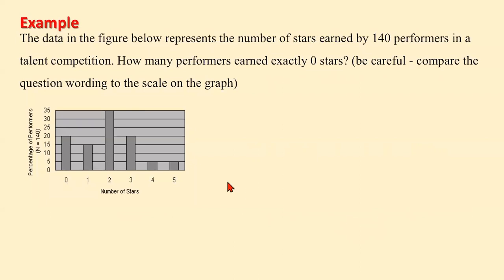This one here. Let's see what is given and what we are asked to do. The data in the figure below represents the number of stars earned by 140 performers in a talent competition. So here you can see number of stars: no stars, 1 star, 2 stars, 3 stars, 4 stars, 5 stars.